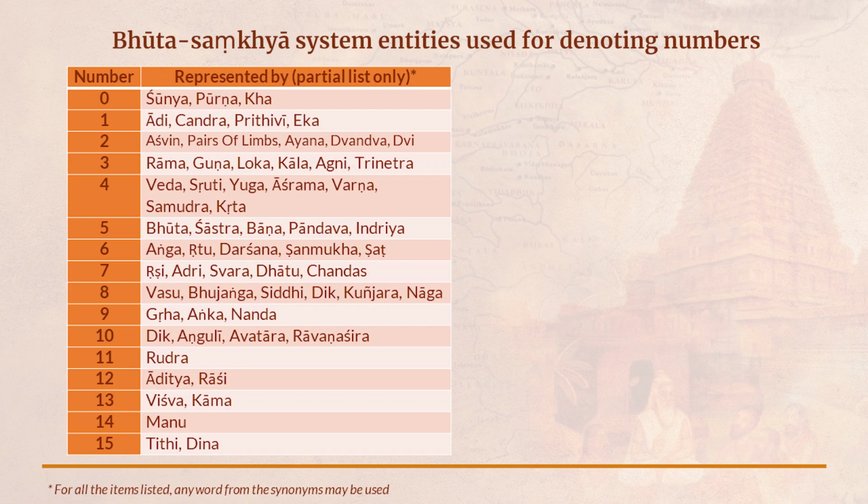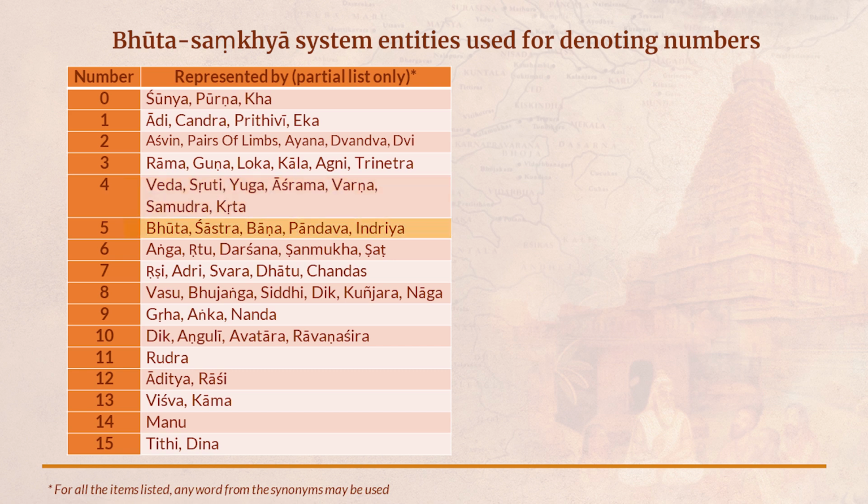So essentially what you see here is a representative list. For example, 0 can be represented as Shunya, as you see here. 1 can be Adi or Chandra, Prithvi, there is only one earth, no? Eka. Then like this it goes on. If you take 4 for example, Veda, there are 4 Vedas, Shruti, Yuga, 4 Yugas, 4 Ashramas, 4 Varnas. So wherever you want to use the number 4, these kinds of words can be used.